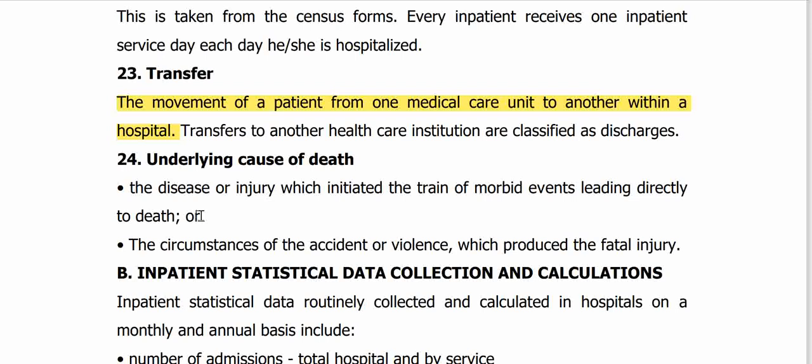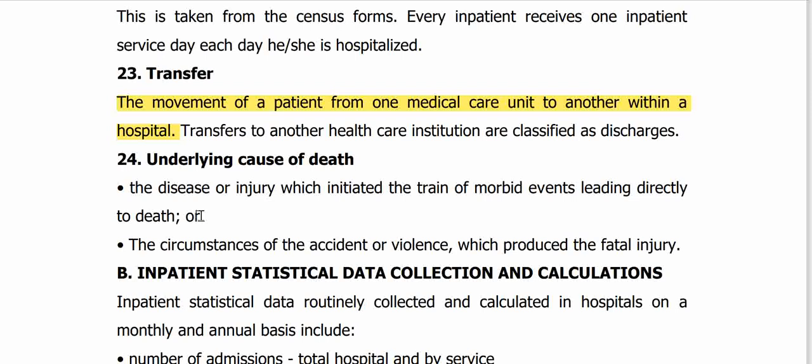It could be very direct or it could be indirect. When it is direct, it means, for example, someone gets an accident and dies on the spot. You get it? When somebody gets an accident and dies at the spot, that is the direct underlying cause of death. So there, the direct underlying cause of death is the accident.